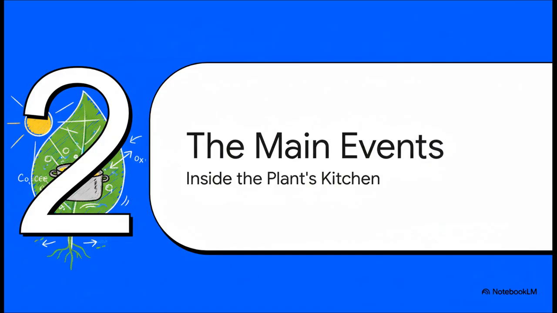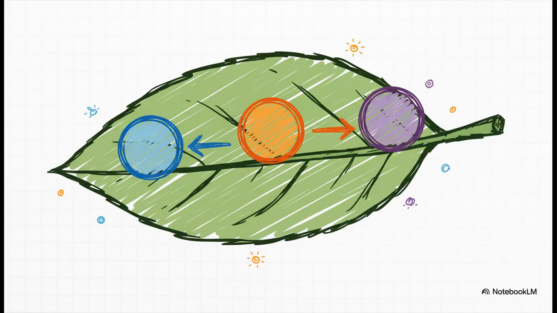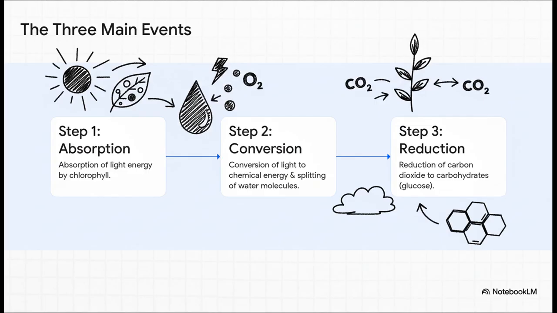Okay, so now we come to the main part of our lesson today. We know the ingredients, but how does the plant actually cook its food? To understand that, we need to go inside the plant's kitchen, which is the leaf, and see the main events that take place. It is very important to understand that photosynthesis is not just a single action. No, it is a series of steps, a sequence of events that happen in a very specific order, one after the other. Okay, let's look at these steps one by one, very slowly.